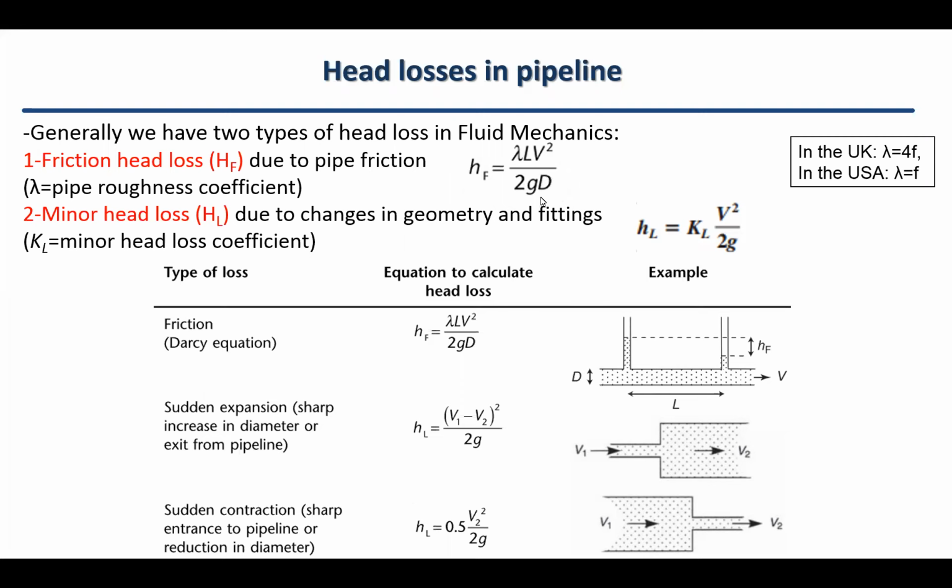And the formula we're going to use is from our reference book. In other reference books, they might have different coefficients, but here we're going to have HF equal to lambda L V squared over 2GD. Just bear in mind, lambda is a coefficient, a pipe roughness coefficient. In other reference books, you might see lambda shown by F, the lowercase f.